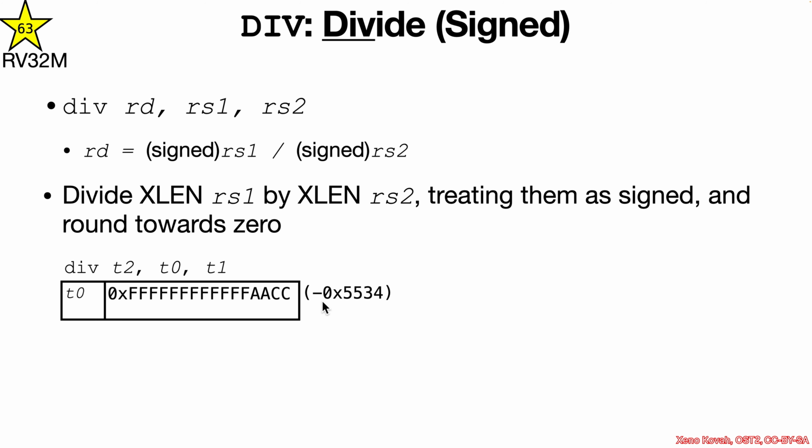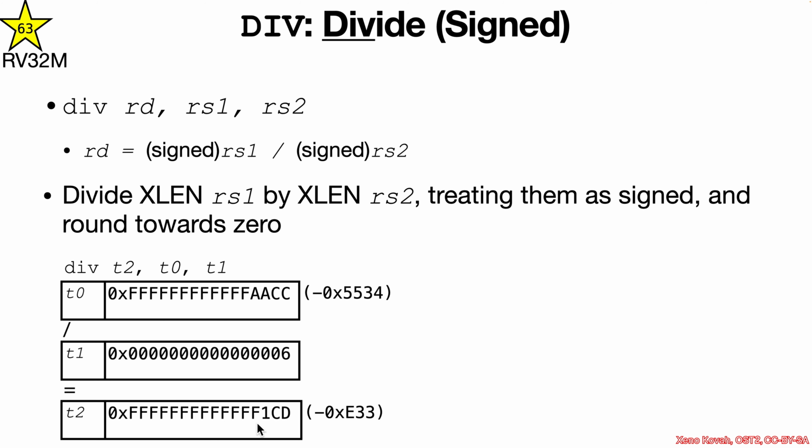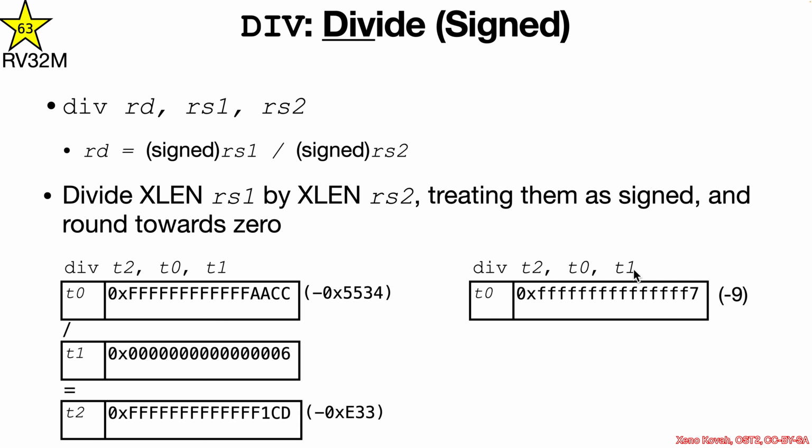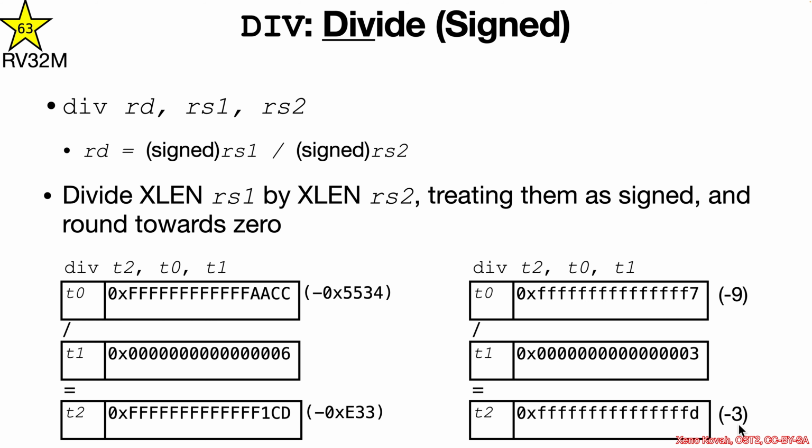So if we did a div on a signed negative 5534 in hexadecimal, or F's AACC, divide that by 6, and we get this all F's 1CD, so hex E33, negative E33. You can, of course, check this with your own calculator. Divide negative 9 by 3, and of course you should get negative 3.